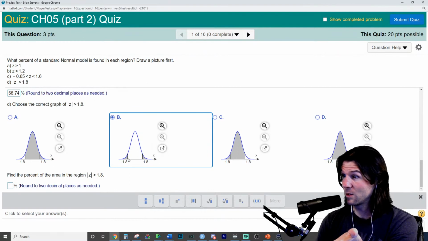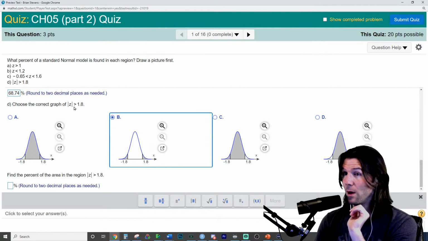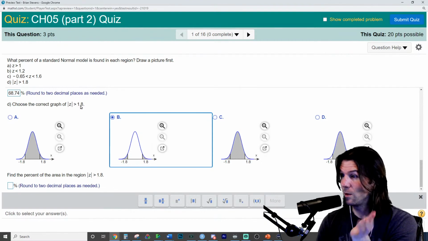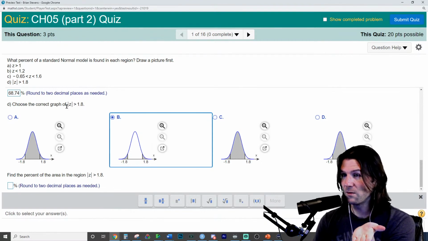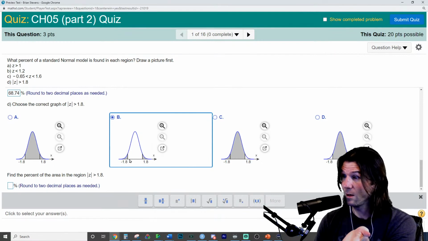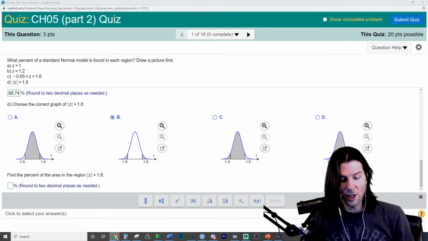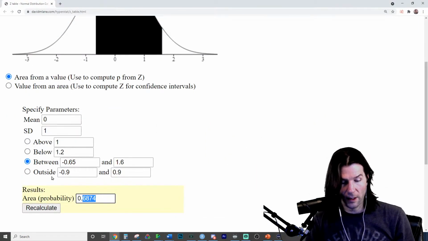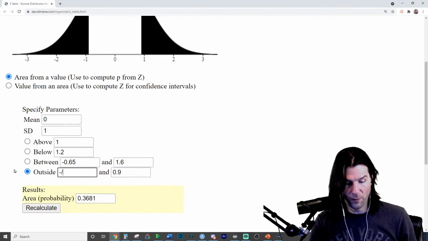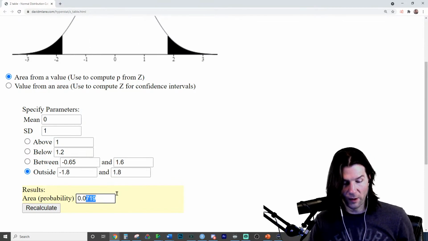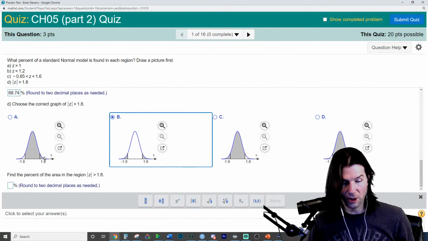In instances when it's outside of negative 1.8 or outside of 1.8, then the absolute value of the number would be greater than 1.8. So greater than 1.8 or less than negative 1.8 is greater in terms of absolute value than 1.8, because you just plug in negative 2 and you get 2, which is greater than 1.8. So we need to shade outside, and that's the key word here. We're going to shade outside of negative 1.8 and 1.8, and that's the area. 7.19% of the curve will be shaded in.